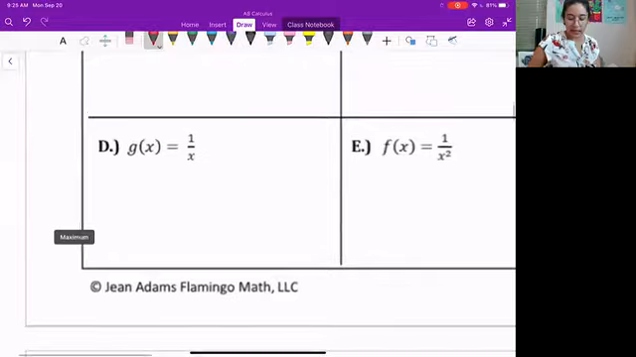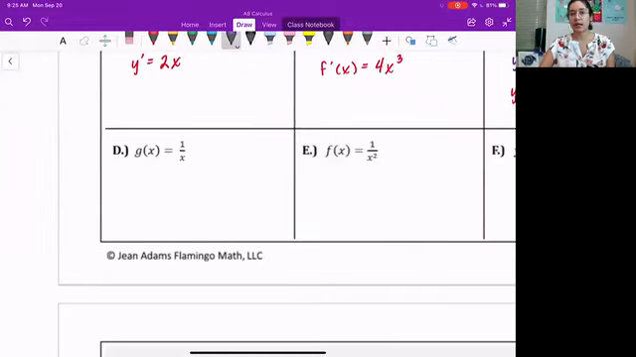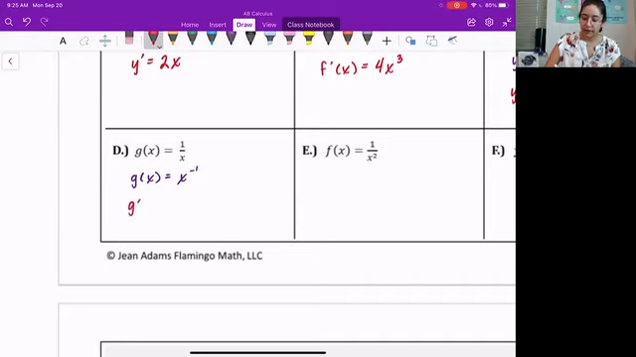Cool. Let's try example D. Again, I'm not seeing an exponent here, so I want to rewrite my function. I'm still talking about plain old g of x, and I can write this as x to the -1st power. Now that I see my exponent, I'm ready to derive. g prime of x equals. I'll take my exponent and move it to the front, -1. Copy my variable, and then -1 minus 1 is -2. You don't have to write this one in front. Oops. -x to the -2nd power.